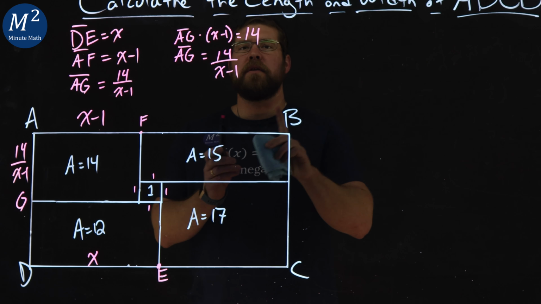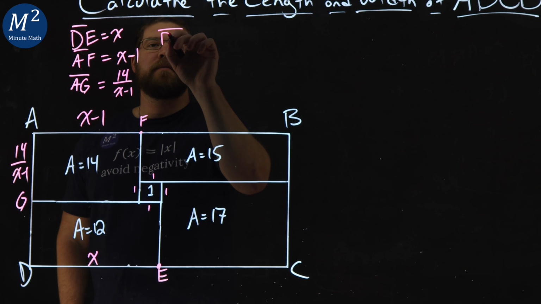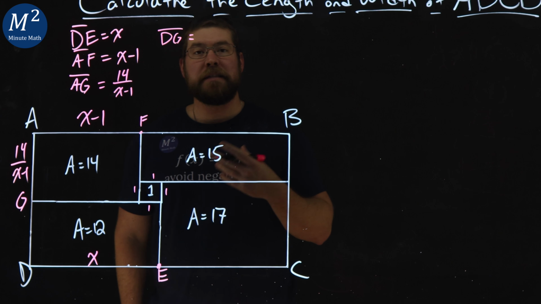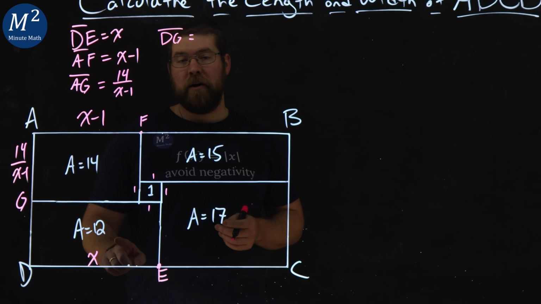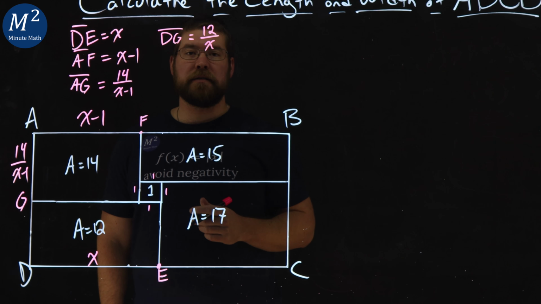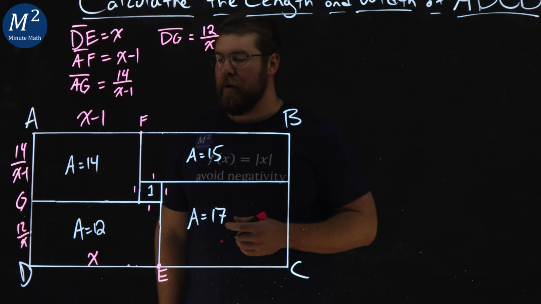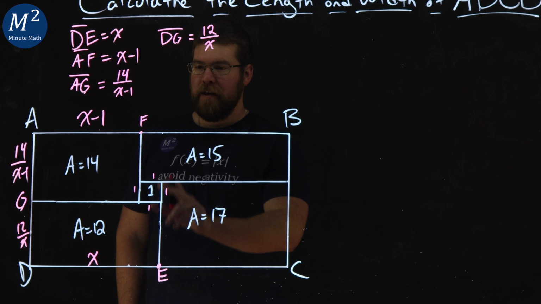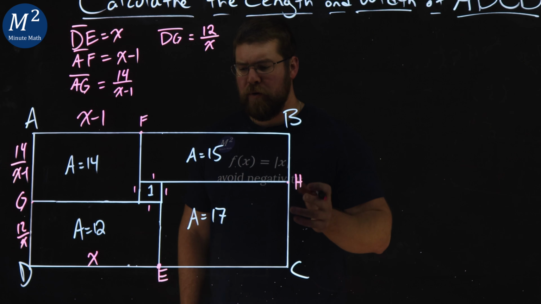Now, let me erase this to give us some more space, and let's find the length of DG. DG is in the same boat. If one side length is X, and X times DG gives an area of 12, then DG has a length of 12 over X. We can write that here, and label our rectangle. Now let's call this point H. We want to find the length of CH. What's the length of CH?